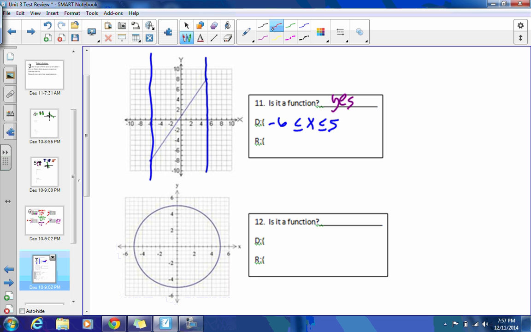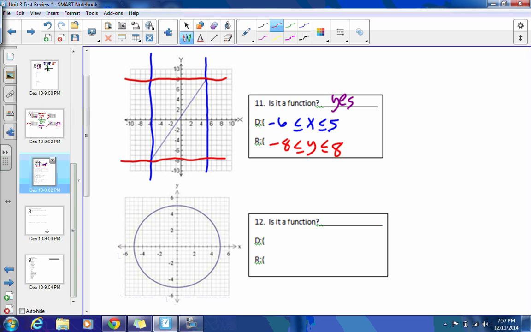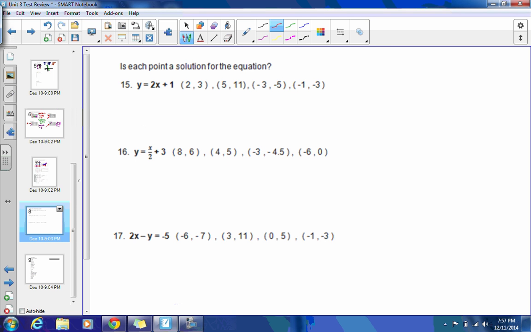Whereas the range here is the y. I'll do that in red. The y's go from -8 all the way up to +8, and there's your range. So that's all that is expected of you for the domain and the range. Now the last portion is finding the solutions to the equations.